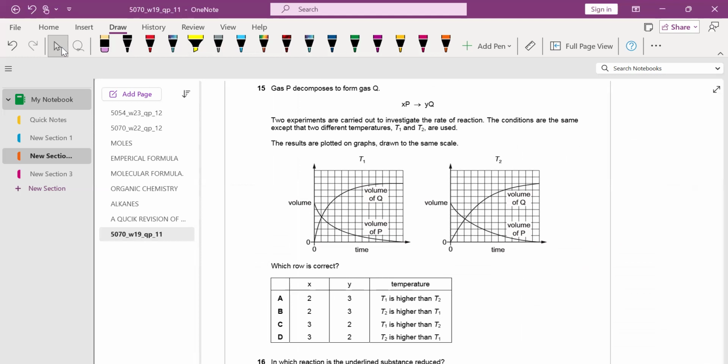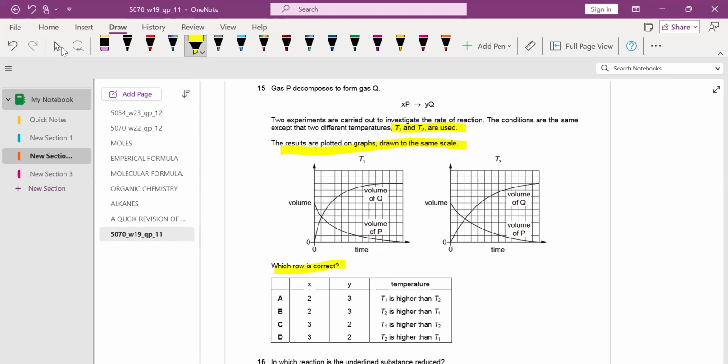Gas P decomposes to form gas Q. Two experiments are carried out to investigate the rate of reaction. All the conditions are the same except the two different temperatures T1 and T2. The results are plotted on graphs drawn to the same scale.